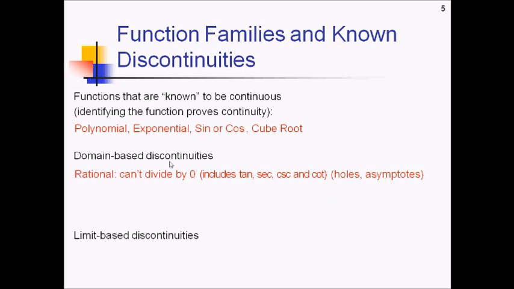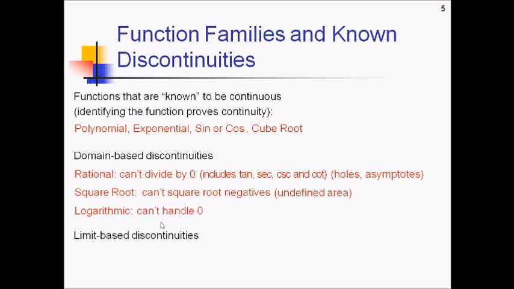Another class with discontinuities based on domain is radical functions, the square root function specifically, and any even root, because we're not allowed to take the square root of negative numbers. So we're going to get an undefined area wherever we have negative numbers being plugged in. And then the last big case is the logarithmic functions. This has a couple. We're not allowed to take the log of 0. That's actually going to give you a vertical asymptote. And you're also not allowed to take the log of a negative number. That whole area with negative numbers is actually an undefined area. So two different kinds of things going on.